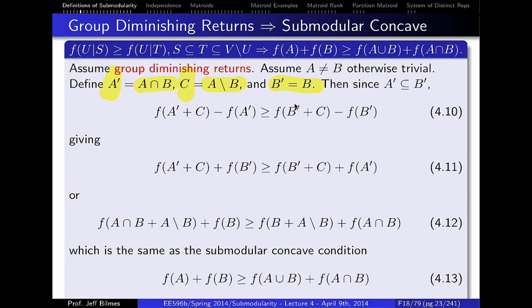So since we have group diminishing returns, notice that A prime is a subset of B prime now. Because A prime is A intersect B, and B prime is B, A prime only contains what's common between A and B, whereas B prime is all of B. And so we immediately get the group diminishing returns property, because that's what we're assuming. But now we just rearrange the terms, put all of the positives on one side and the negatives on the other side, and we get this. If that's not clear to you, just put this over here and put this over there. But now let's look at the definition of A prime plus C. A prime is A intersect B, and C is A except for B.